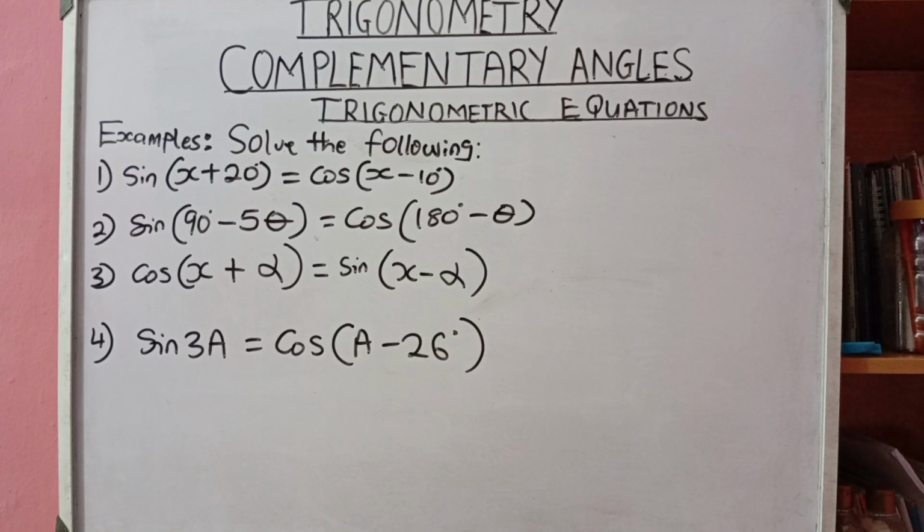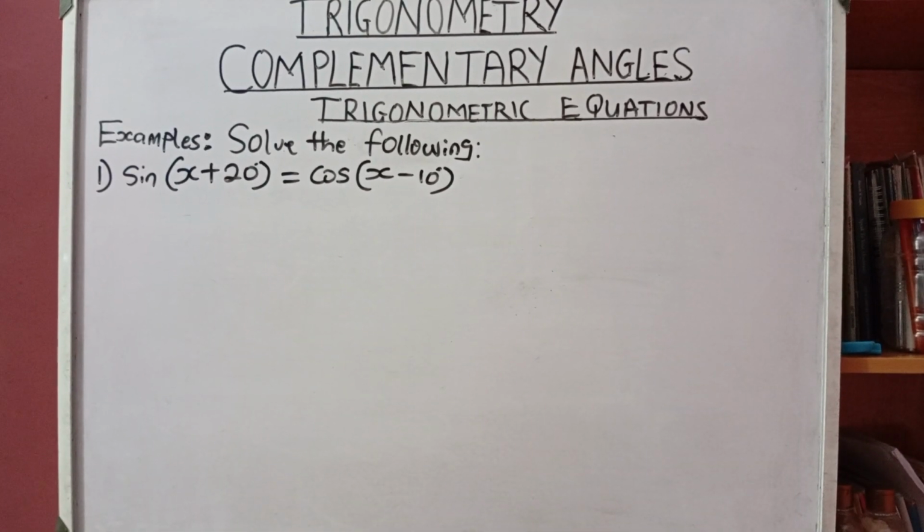Then number three, you have cos(x + α) = sin(x - α). Then again, number four, you have sin 3A = cos(A - 26°). So these are some of the equations that we should be tackling now. Pay attention as we solve them in relation to the formula that we just proved. All right, just pay attention to the following solutions.